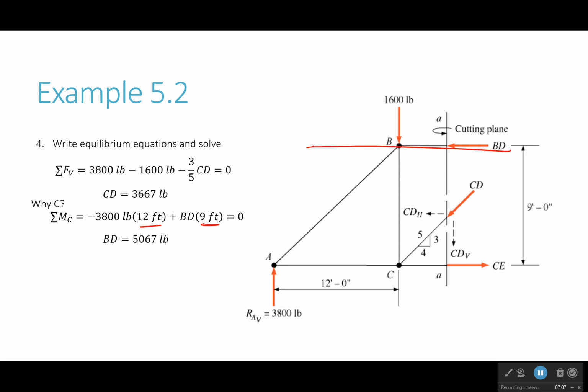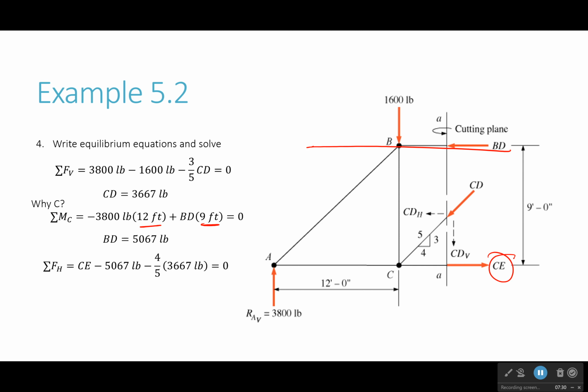When I solve, BD is 5,067. And once again, I ask why C. That's just so I can get rid of that extra unknown and not have to worry about it when I'm doing my moments. Now, I have one component left, which is this horizontal component right here. Sorry, that's not one. This one right here, CE. I want to solve for it.